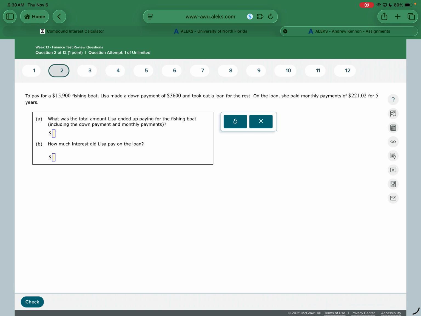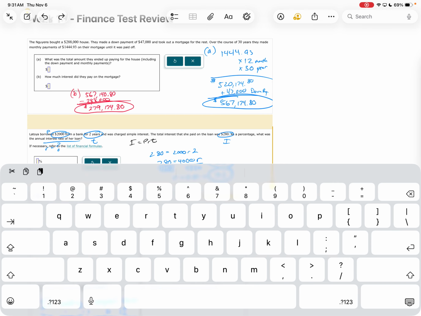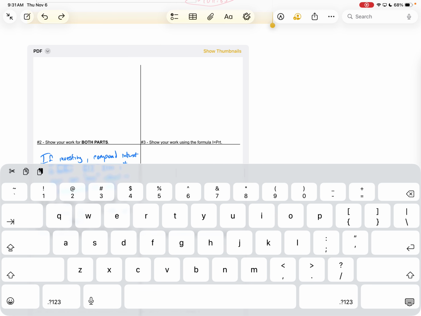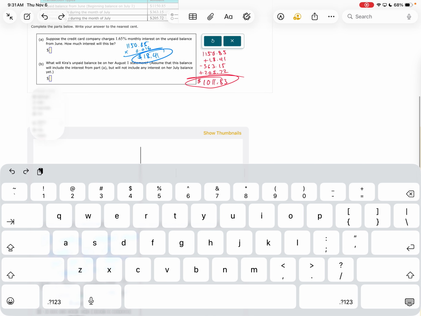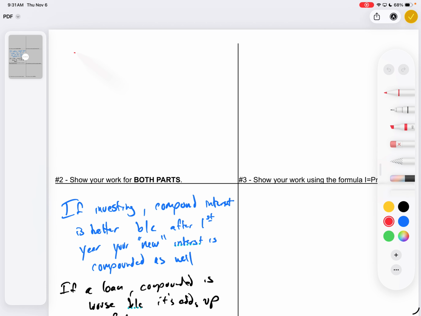So number 2 is on our test work page. To pay for a $15,900 fishing boat, Lisa made a down payment of $3,600 and took out a loan for the rest. On the loan, she paid a monthly payment of $221.02 for 5 years. Let me go back. Hold on. I deleted those and I don't really want to. All right. So we can do all this work on our test work page. It was $221.02. I guess this is part A.